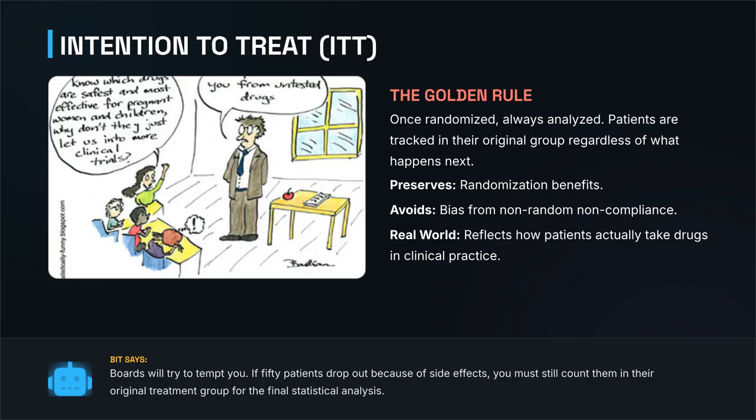The boards will present you with scenarios where patients drop out of a surgical group and switch to a medical group. They will ask you how these patients should be handled in the final data analysis. The answer is always to keep them in their originally randomized group. This might seem counterintuitive because they did not actually receive the intended treatment. However, from a pure epidemiological standpoint, it is the only way to prevent catastrophic selection bias from ruining the entire experiment.